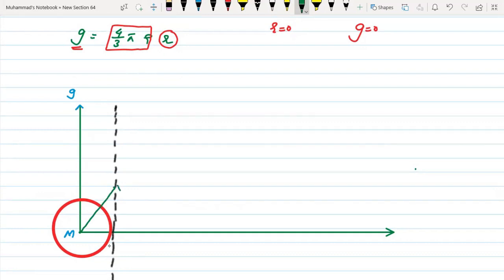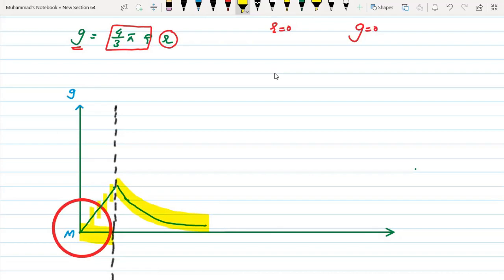So it will have a straight line relationship till the center of Earth. Then G will decrease. It will follow inverse square law. So as you move from the center of Earth to the surface of Earth, G increases, it becomes maximum. Then G decreases as you move away from the surface of Earth.